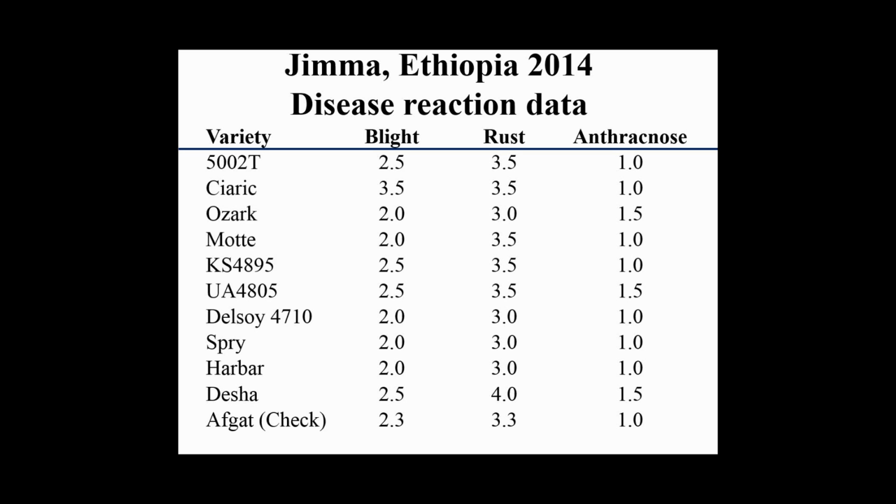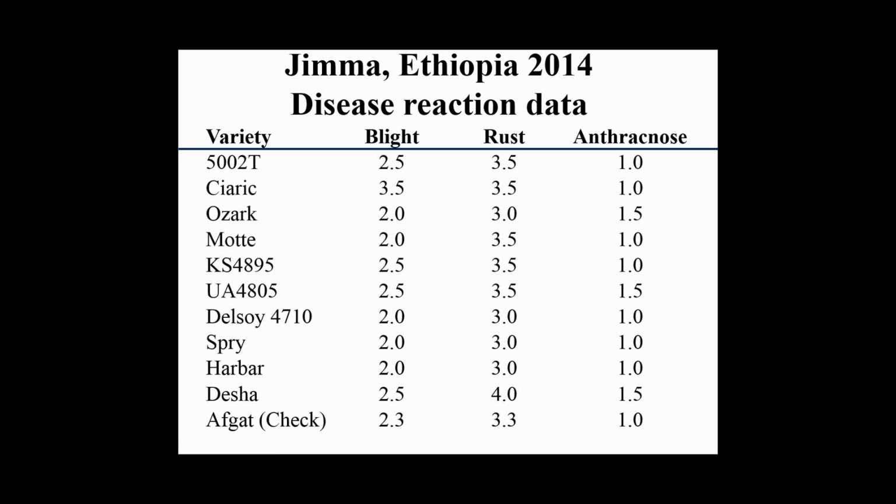Finally, Bush took some disease data. I'm not sure what blight is. I suspect that it wouldn't be our bacterial blight. Most of our lines, I would think, would be pretty highly resistant to that, although the scores were intermediate, they weren't exceptionally high. The rust scores were all moderate to very high. There wasn't really any difference among these.